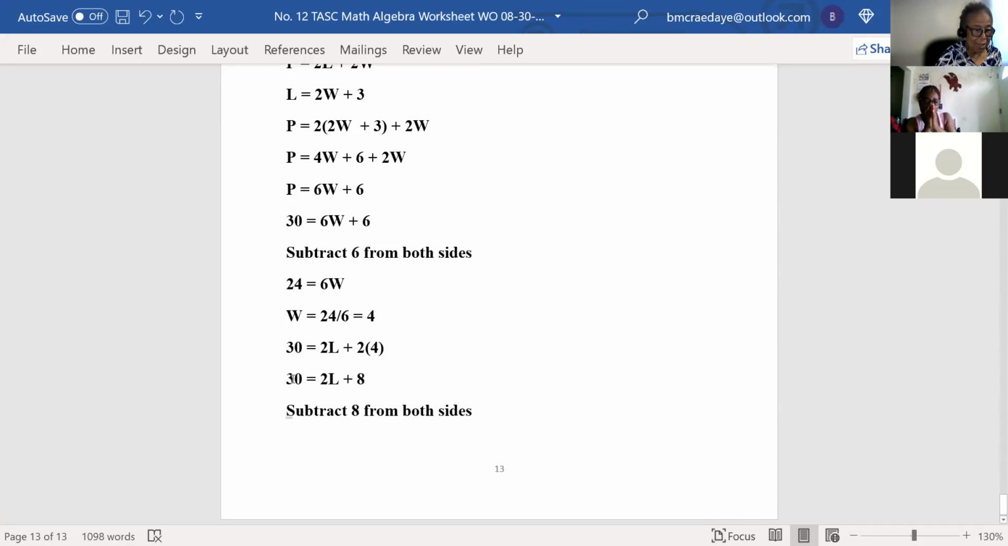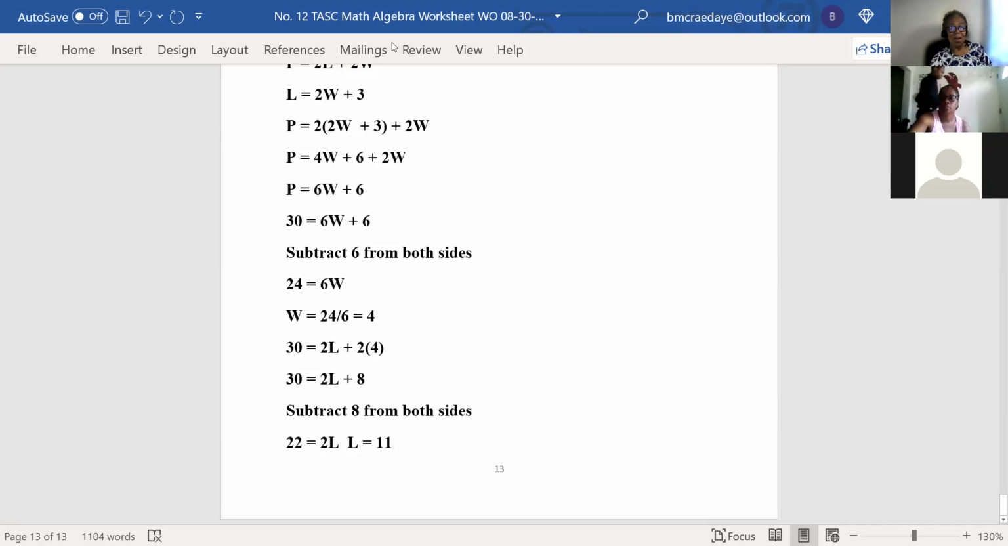And let's just do that. So therefore you get 22. So therefore L is equal to 11. Very good. So we'll have 22 equal to L. L equals 11. So that's your answer. And what is the length? Your length is 11. Any questions? No, Miss Barbara.